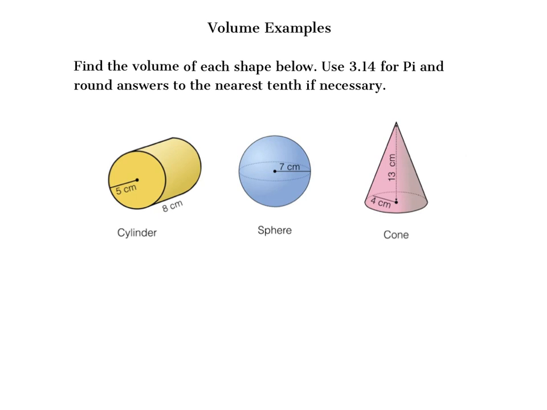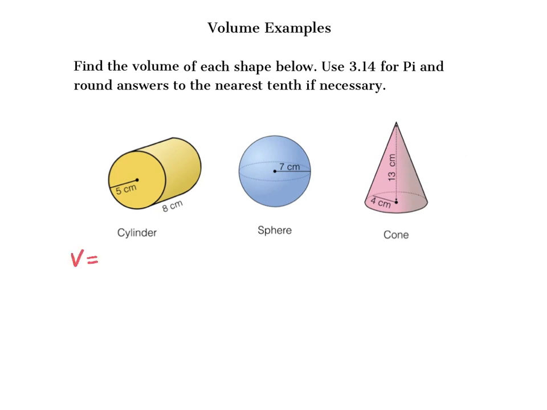So also in the directions it tells me to round to the nearest tenth if necessary. And so some directions may say hundredth, but this one says tenth, so we're going to go one place past the decimal when we round. So I'm going to start with a cylinder on the left. And when I start, the first thing I want to do is write down my formula for volume.